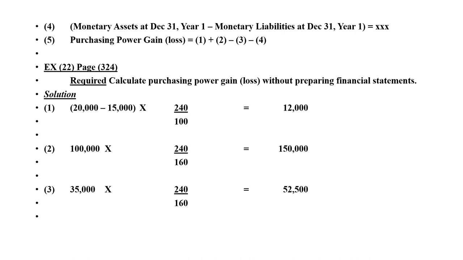Step number 4: monetary assets at December 31 year 1 minus monetary liabilities at December 31 year 1. Number 5 is the purchasing power gain or loss: step 1 plus 2 minus 3 minus 4.